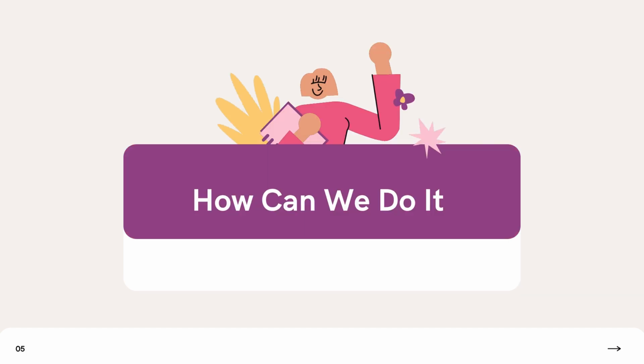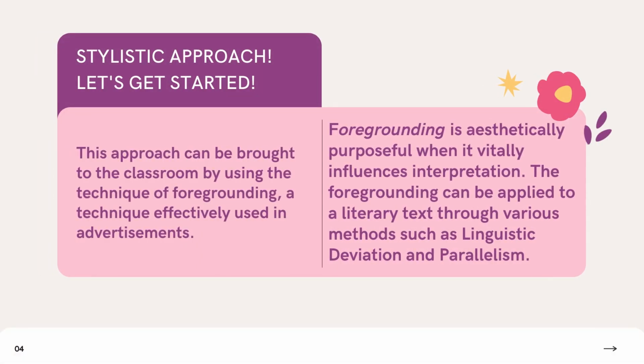How can we do it? This approach can be brought to the classroom by using the technique of foregrounding, a technique effectively used in advertisements. Foregrounding is aesthetically purposeful when it vitally influences interpretation. Foregrounding can be applied to a literary text through various methods such as linguistic deviation and parallelism.